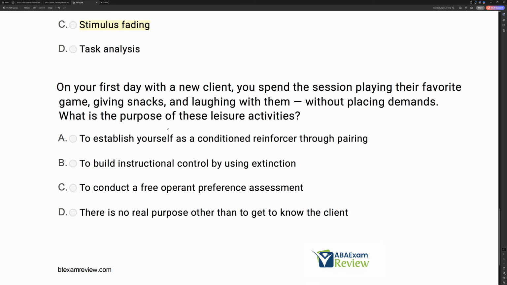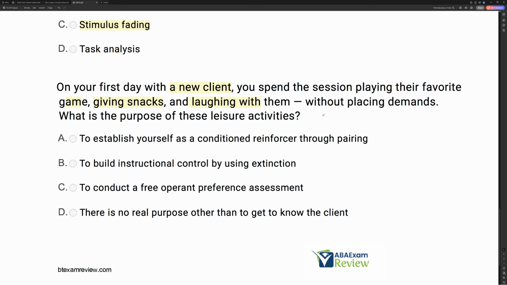On your first day with a new client, you spend the session playing their favorite game, giving snacks, and laughing with them without placing demands. What is the purpose of these leisure activities? Now, why would you do this? Why would you go meet a new client and just spend the day with them? Favorite game, you're just giving them snacks and laughing. We're not talking work here. We're not talking behavior plans, any of that. You're just spending time with them.